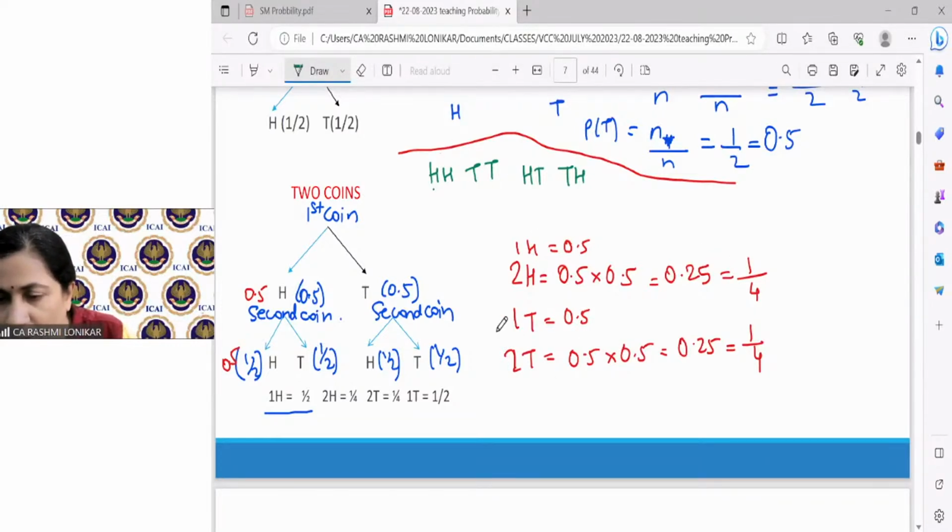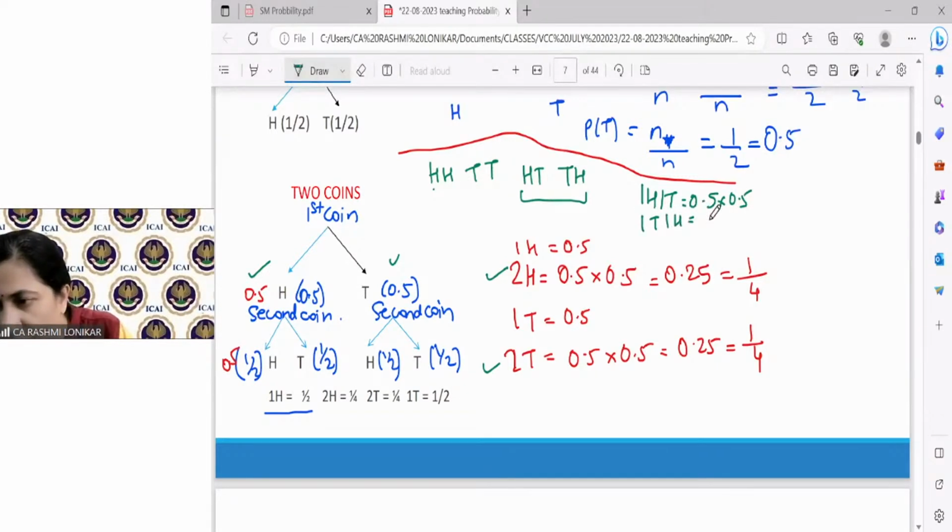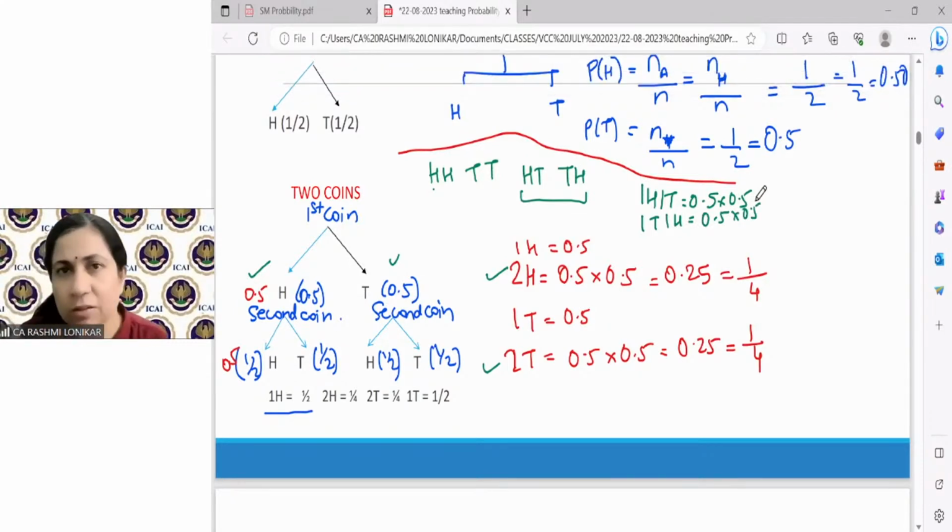Tail tail I have done, head head I have done. Now head tail and tail head. What is the possibility when I get one head? It is this, and one tail it is this. Now what will be the probability here? One head and one tail will be 0.5 into 0.5, and one tail and one head will again be 0.5 into 0.5. This is the way you can do it when you're doing the sums.